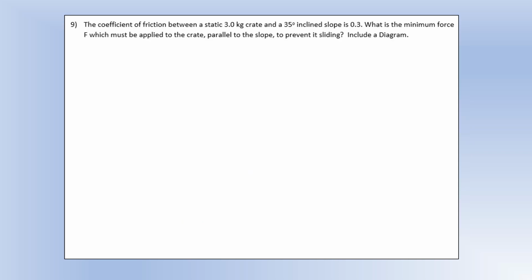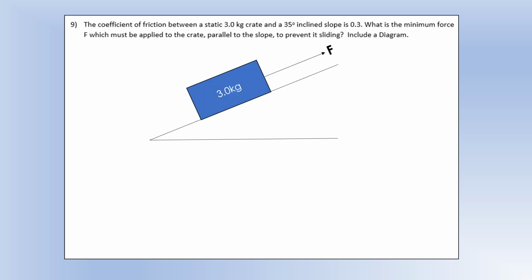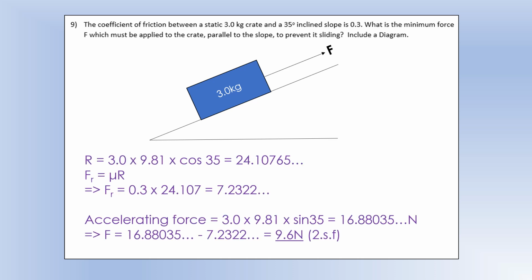The coefficient of friction between a static 3 kilogram crate and a 35-degree inclined slope is 0.3. What is the minimum force which must be applied parallel to the slope to prevent it sliding? Okay, so this is our scenario, but we're also going to have the weight force acting down the slope, and we're going to have the frictional force acting up the slope.